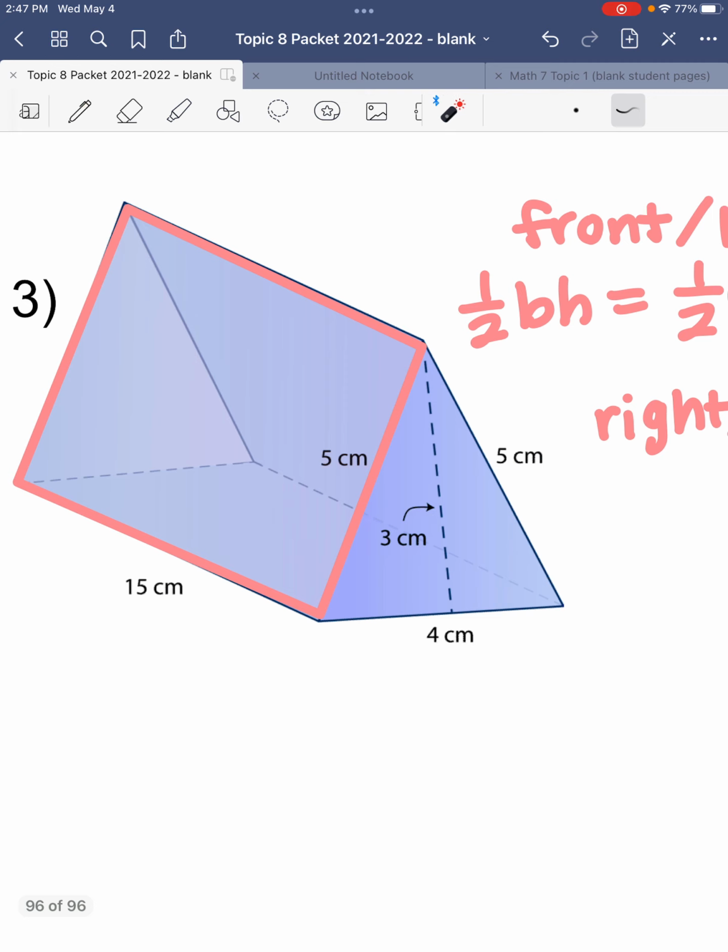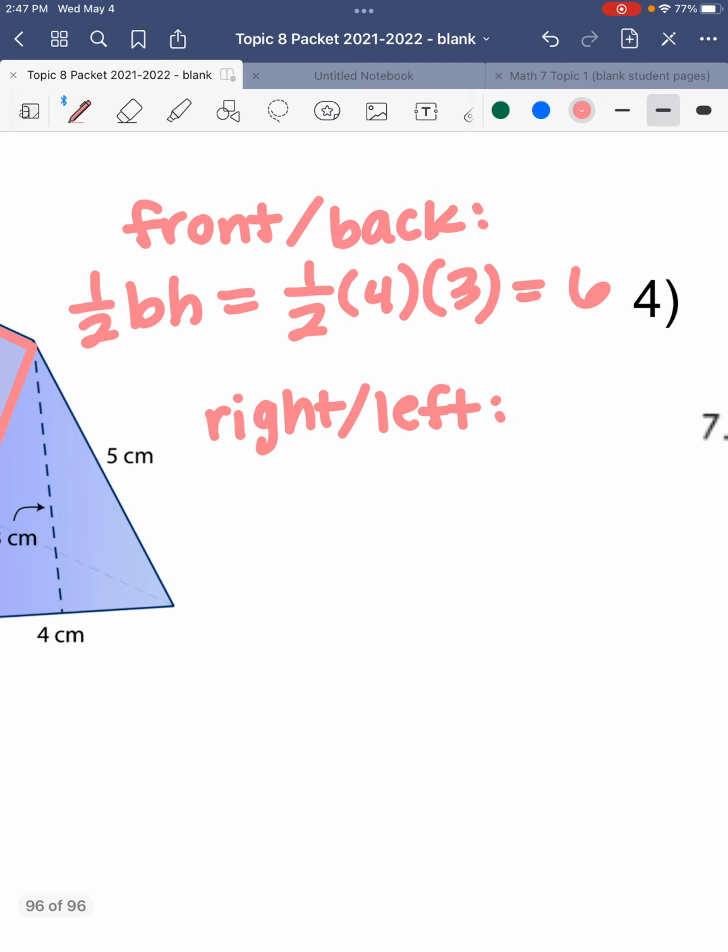And my length, I'm going to say, is this 15, and my width is this 5. So 15 times 5, right? And 15 times 5, whether you know that off the top of your head or you put that in your calculator, you're going to get 75.